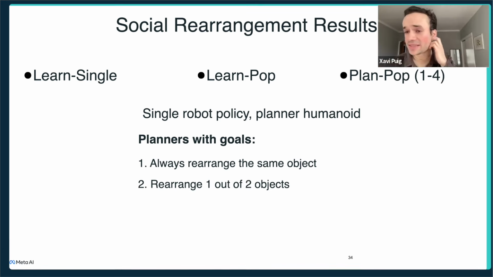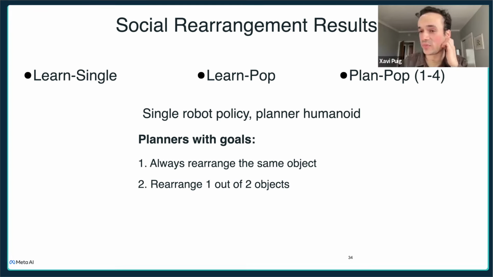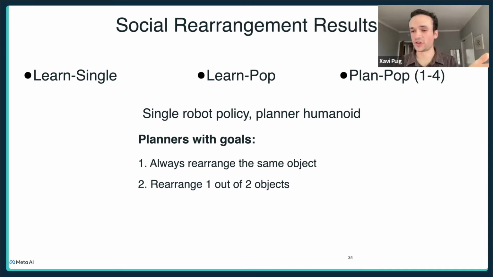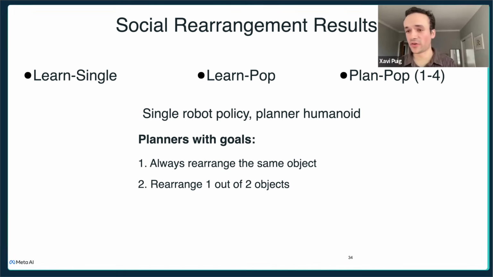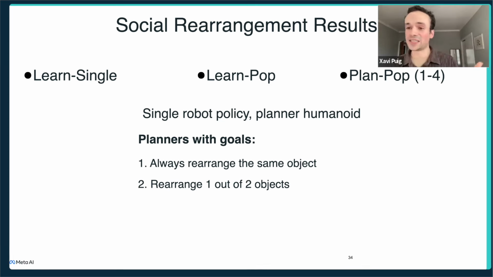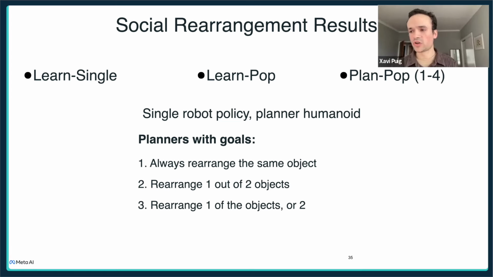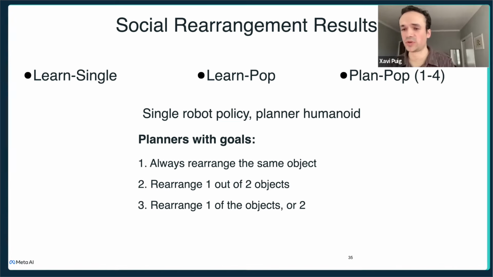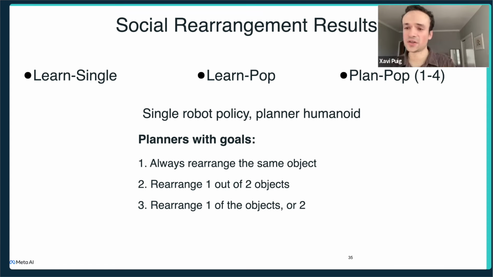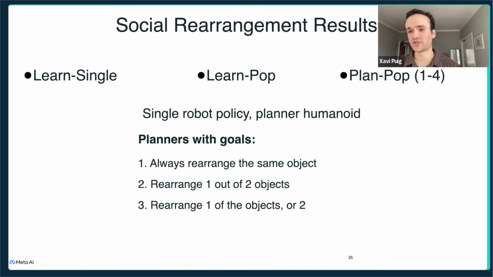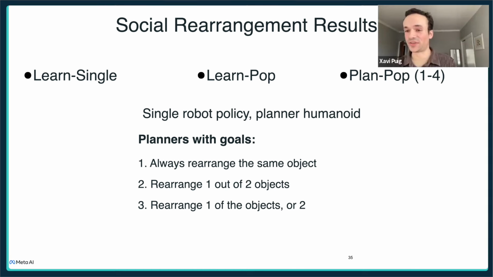In the second planning baseline, we assume that the human will either choose to rearrange the first object or the second object in the environment, which means that the robot has to anticipate which object the human will rearrange and rearrange the other one to do the task effectively. We will also consider what happens when the human can either rearrange one of the 2 objects or both objects, in which case the robot should learn to stay in place to avoid obstructing the human or colliding with them when doing the task.